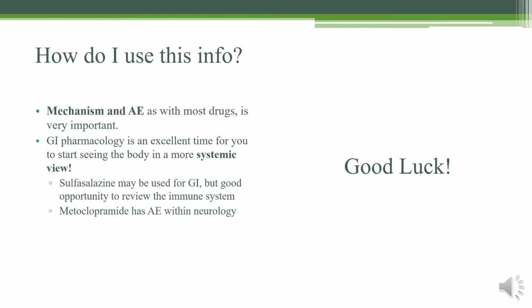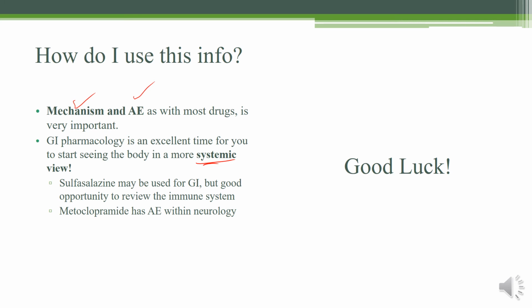So how are you going to use this information? The mechanism and the adverse effect, as with pretty much all the drugs that we talk about, are extremely important because mechanism can test your physiology and adverse effects can test your clinical skills. Now, GI pharmacology is an excellent time for you to start thinking more systemically. I'm trying to point out how each drug is affecting another system in your body so that you can take that as a hint to study and make connections.